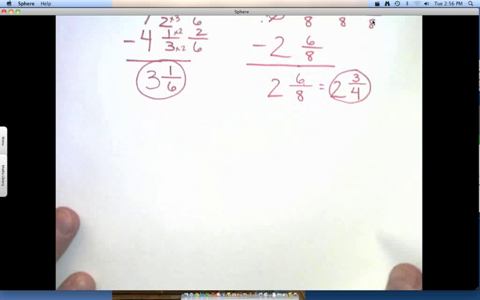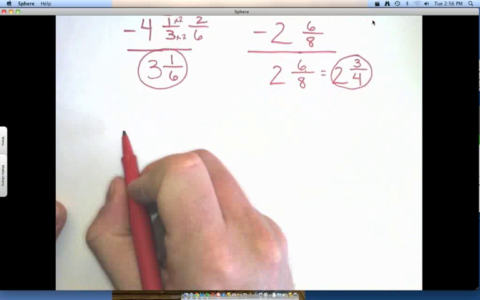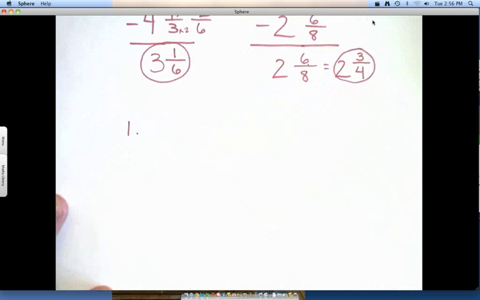Final two problems, and I want you to answer these on Edmodo. Please answer these on Edmodo. That way I know you understand the lesson. And of course, if you have any questions or comments, please leave those for me as well.